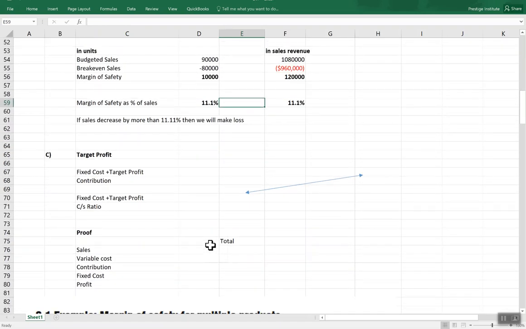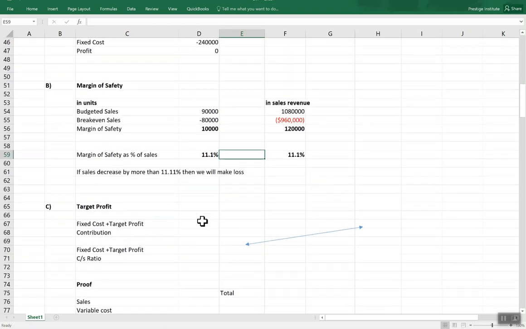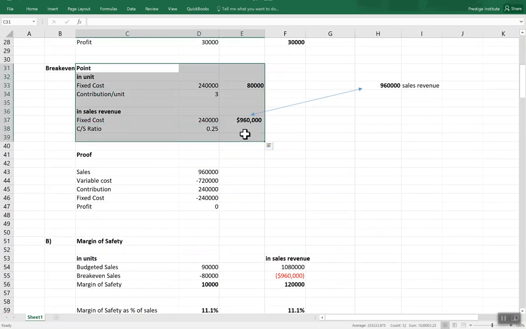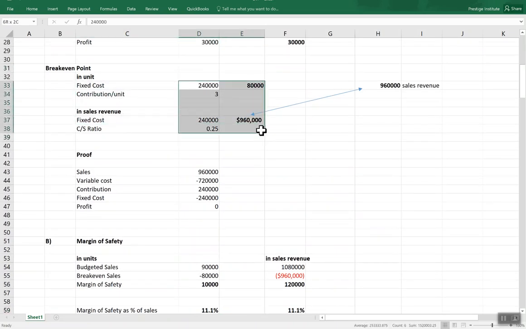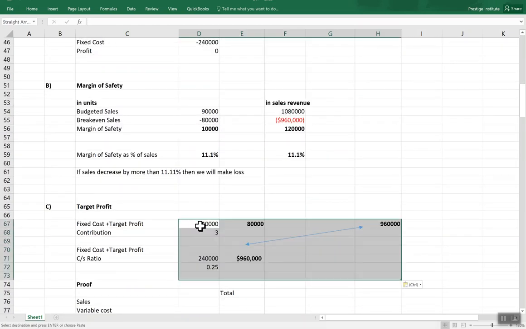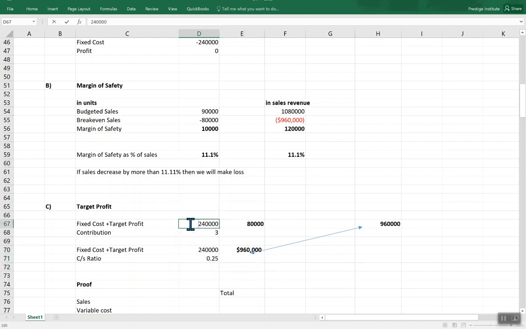Okay, next is target profit. Sometimes they ask you what the sales are going to be to achieve a certain profit, which in this case is 120,000. So we use the same thing as we did here in finding the break-even point. In fact, I'm going to just copy this to show you that it is very similar. The only thing that I'm going to change here is I'm going to add that target profit with it.